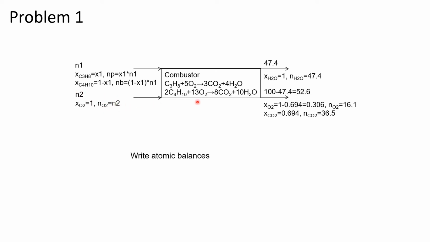It's 1 times N2. Now up here, we could also write the flow rate of propane as the mole fraction, which is X1 times the total, N1. Or we also can write the flow rate of butane as the composition of butane, which is 1 minus X1, times the total.